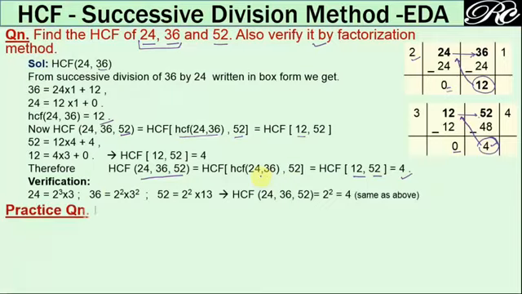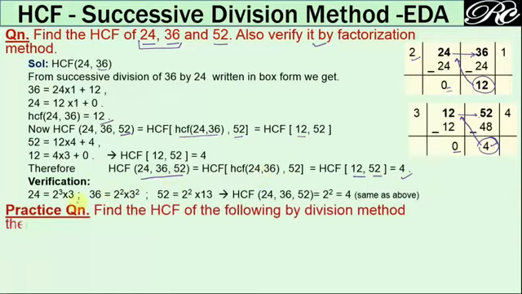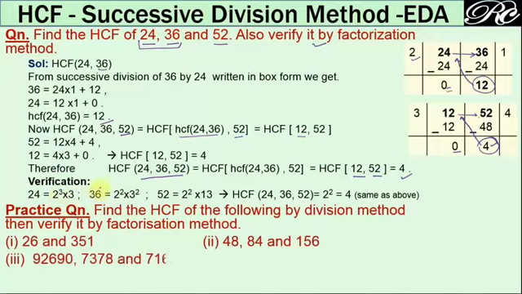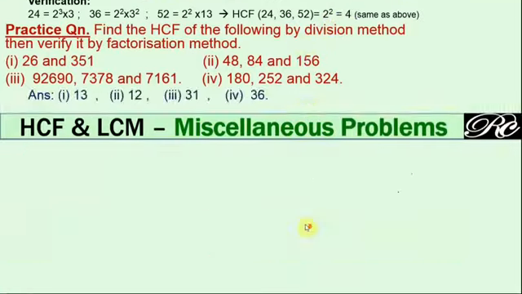This can also be verified by the factorization method. So 24 is factorized as 2 cube into 3, 36 as 2 square into 3 square, then 52 as 2 square into 13. Here we are getting that the common factor is 2 square. Means 2 is common and the smallest power of 2 which is common is square. So answer is 4. You can do more practice with these questions. So this was about how to calculate by the long division method.